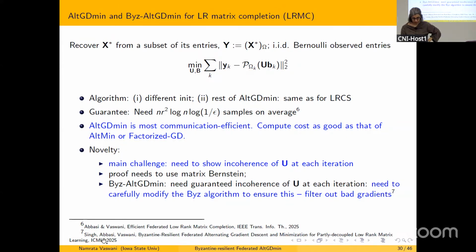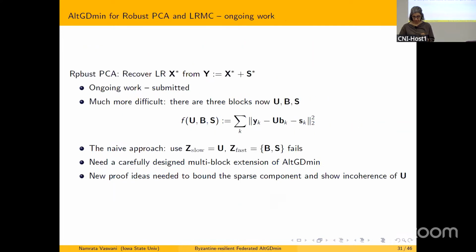And then a new ICML paper studies the Byzantine resilient setting for this problem and LRPR, where again, because of the incoherence assumption, you need extra steps in your gradient descent algorithm too. I'll skip the details. AltGDmin, as we speak, we have this under submission to the latest ICML. You can also design it for the robust PCA and the robust LRMC problem.